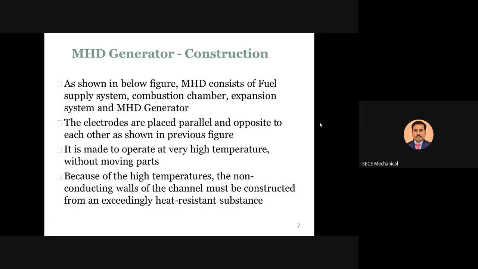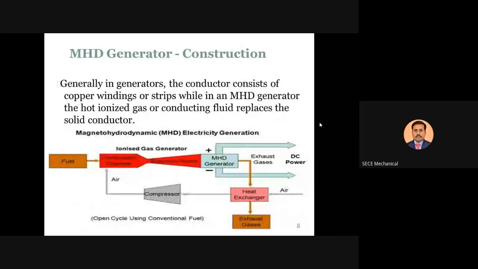Here in the MHD generator, you can see the construction of the MHD generator. Generally, a conductor consists of copper winding or strips, while in an MHD generator, hot ionized gases are the conducting fluid that replaces the solid conductor. Normally a conductor is used, and that conductor is nothing but a copper winding, but instead of copper winding or strips, here we are using plasma.